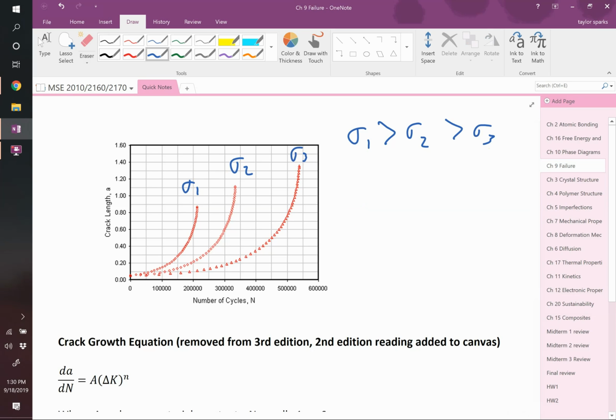Sadly not. It's exponential, right? It's always nice when things are linear because then they're easier to model. You can say, oh, if it grew 1 millimeter after X number of cycles, and I want to know how many cycles till it grows to get to 2 millimeters, it's just double, right? But this isn't going to work like that.